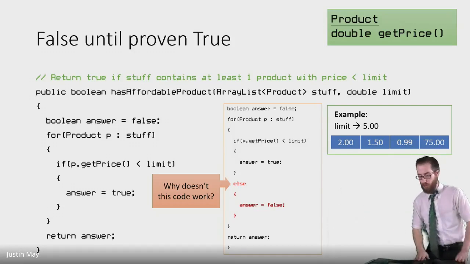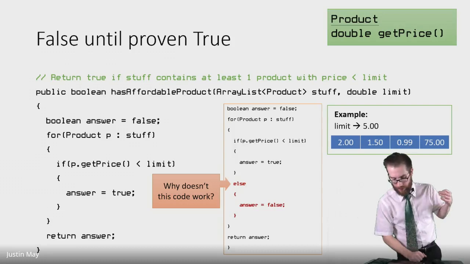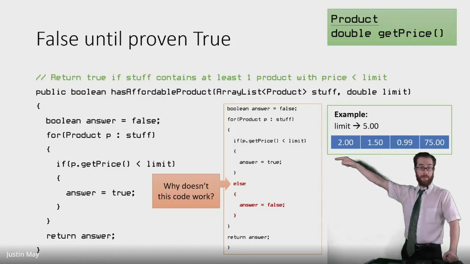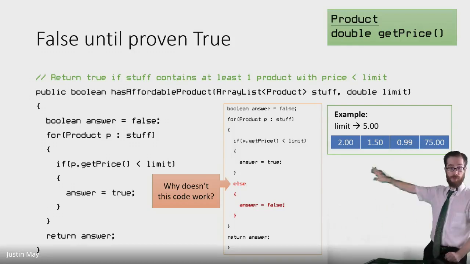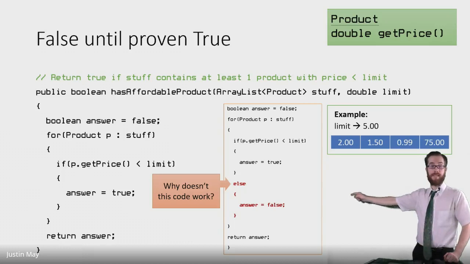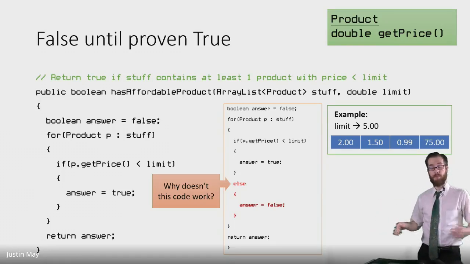Okay, that's why I consider this kind of problem a false until proven true problem. If we use the code that we came up with earlier, we say answer is false, and as we loop through, we're only checking if the price is less than limit. We don't care about anything where the price is greater.